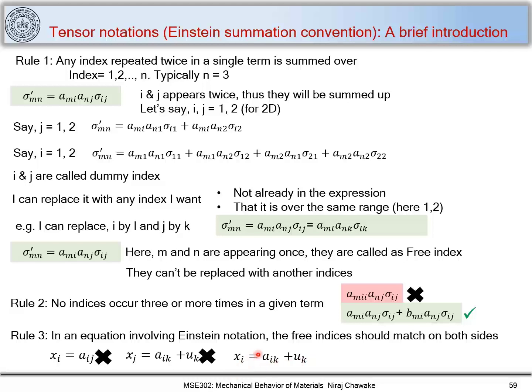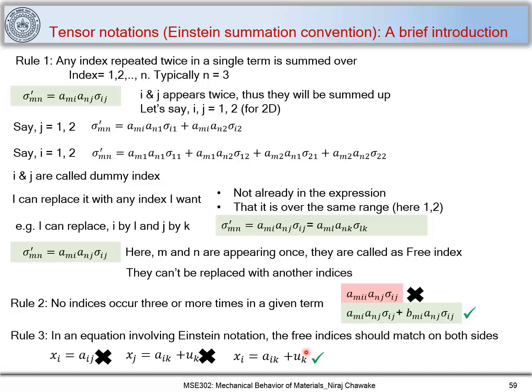So here in this case xi is matching, so this free index here, which is i, is also a free index, which is i here. Here k is another free index, but it is matching. So here the free index i is matching with another free index i. So this is the right way of writing Einstein notation.